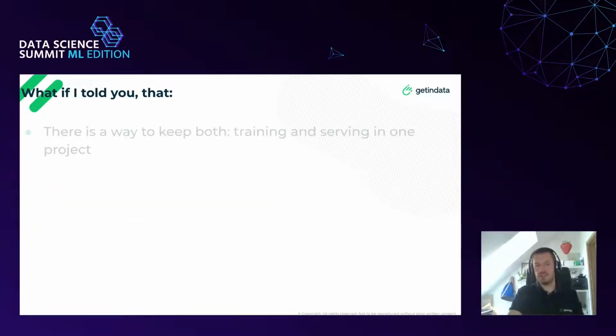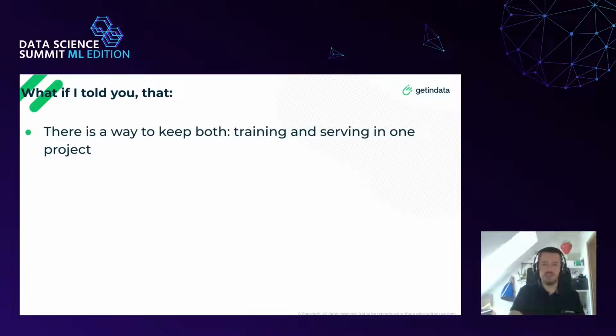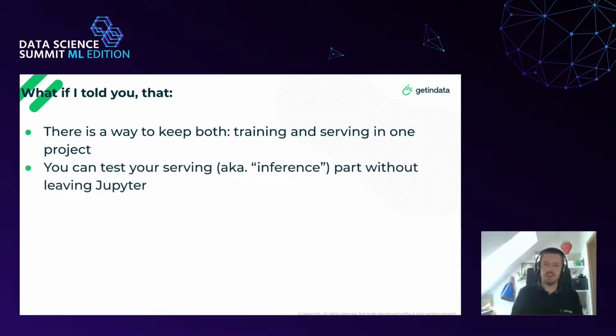And what if I told you that there is a way to keep both training and serving in one project? And you can test your serving, also known as inference, you may find this as a synonym for model serving, part without leaving Jupyter. So still, while developing something in Jupyter Lab, on Jupyter Hub, on plain Jupyter, you can just test how the serving would behave without actually starting any microservice. And this method doesn't create a new framework. It just glues two existing frameworks together. It creates a bridge between them.